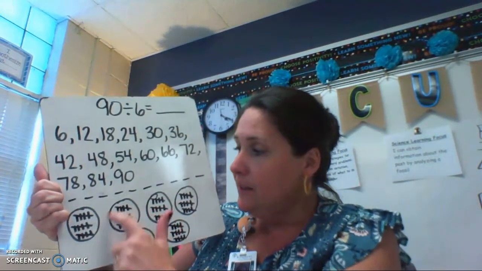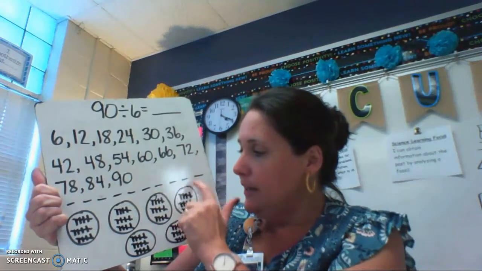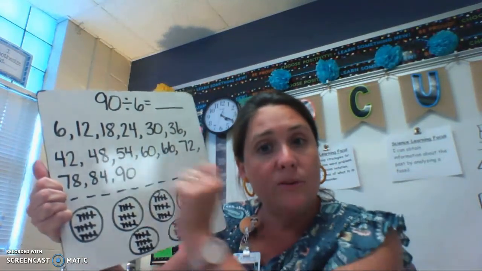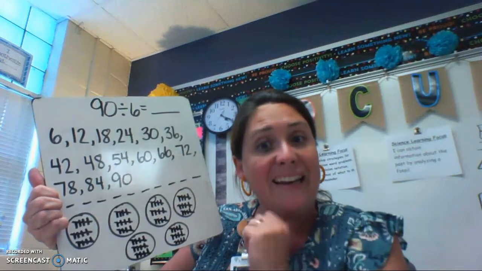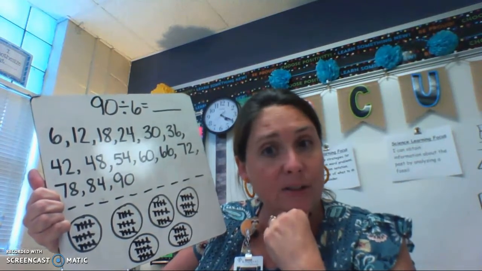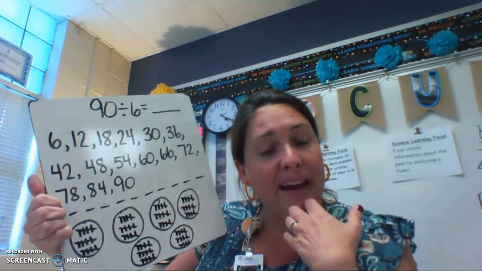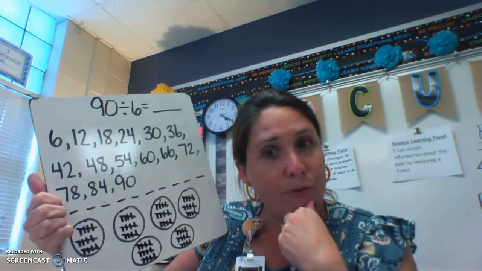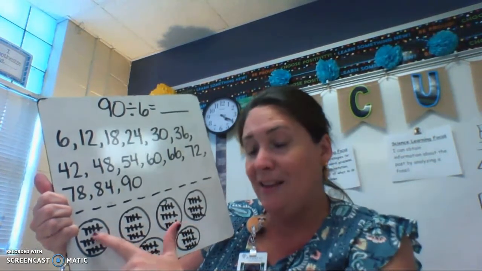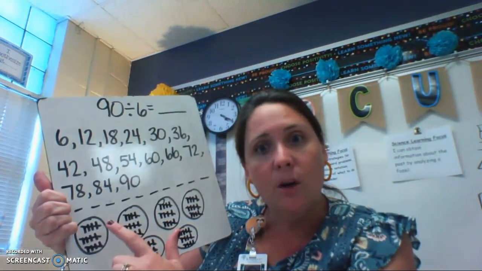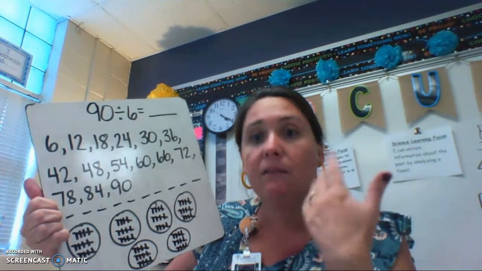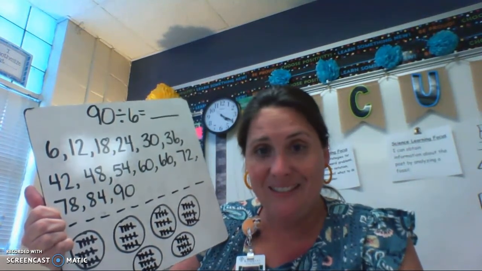So maybe this is a friend, this is a friend, this is a friend, and so forth, and we've got 6 friends. And maybe you divvied out or divided out those 90 pencils evenly amongst your 6 friends, and then you went back and said, well, how many pencils did each of my friends get? These are tally marks, okay? So each of my friends got 15 pencils.